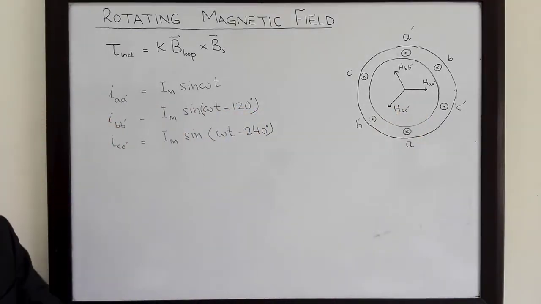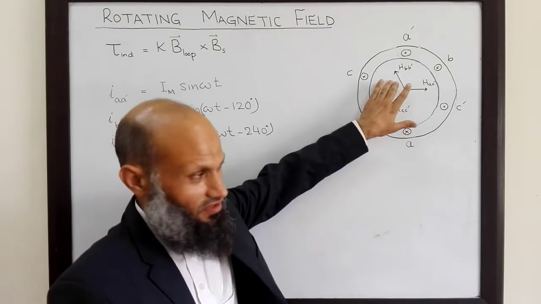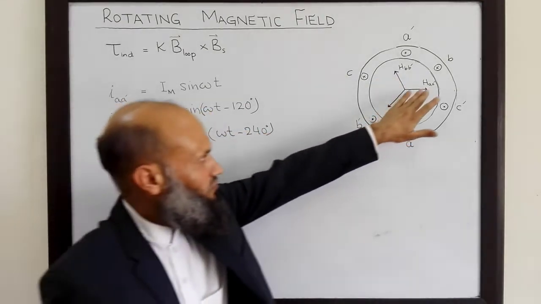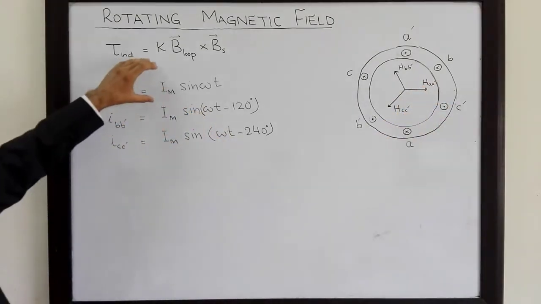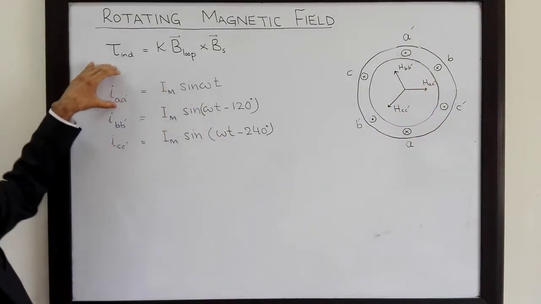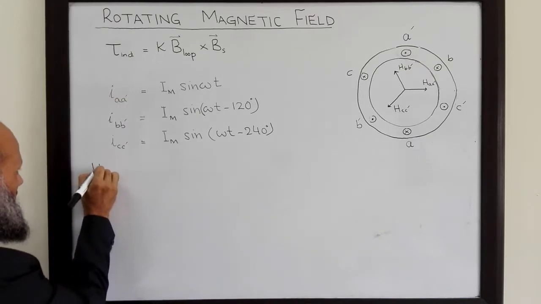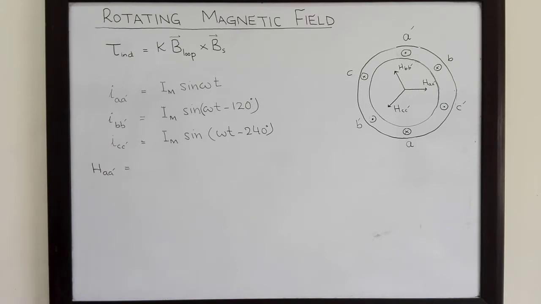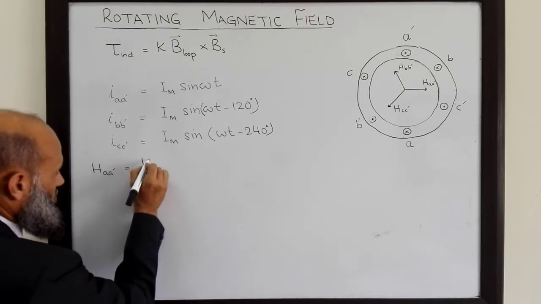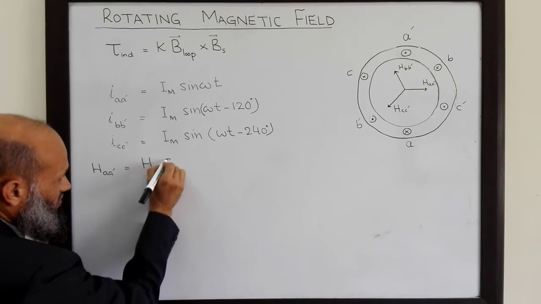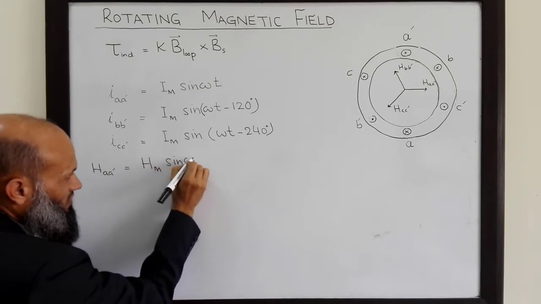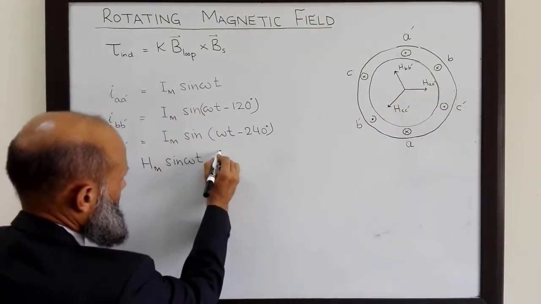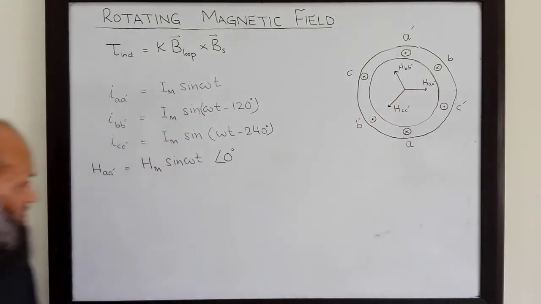So these are the directions of three magnetic fields. What is the magnitude of these magnetic fields? The magnitude of these magnetic fields depends upon the magnitude of the currents in these coils. That is, HA', that is equal to Hm sine omega t, and its orientation is angle 0 degrees.